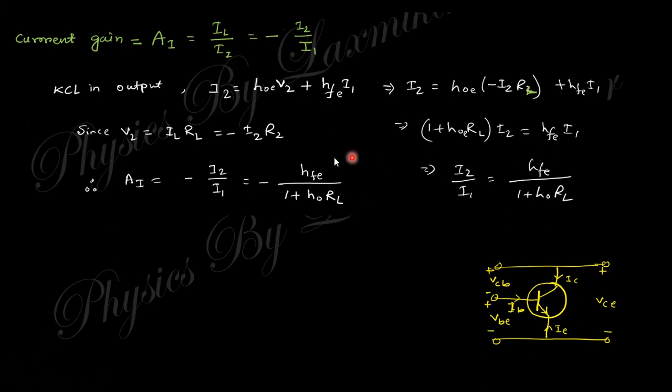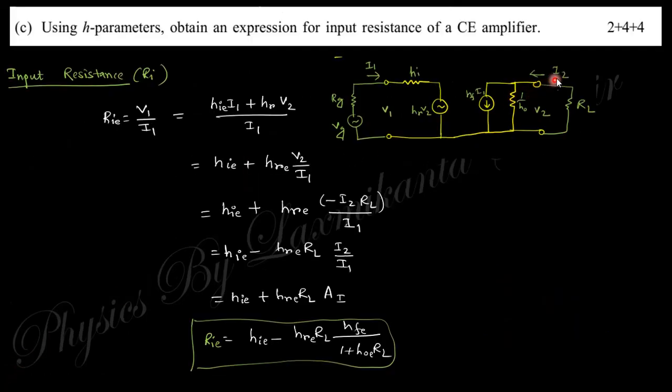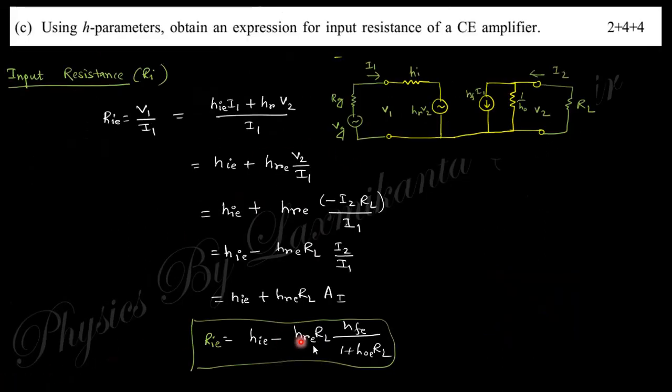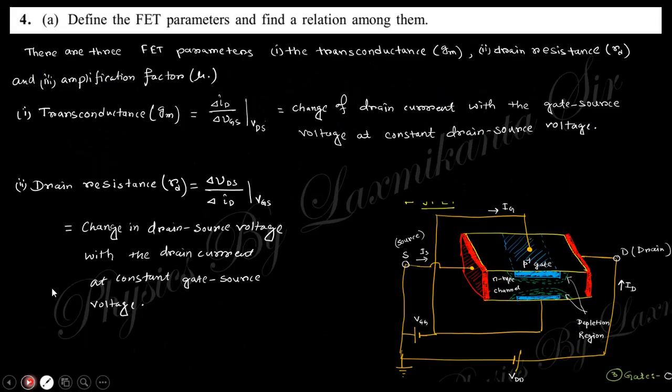This I2 can be written here, the current through this resistance and this current source. So these two are added here, and finally you will get I2 equal to like that. So from here we will get I2 by I1, and AI is minus I2 by I1. So this is the current gain. So here use this current gain expression.